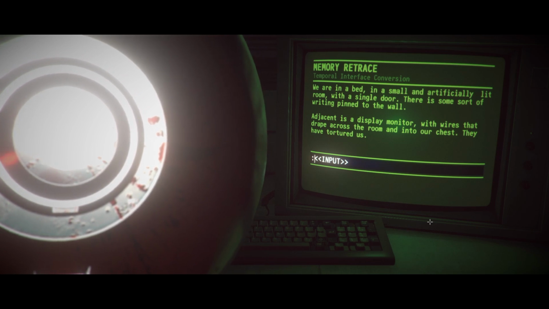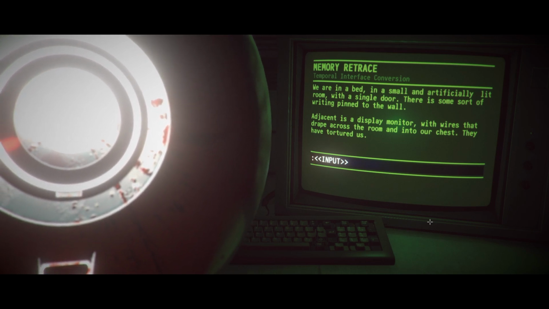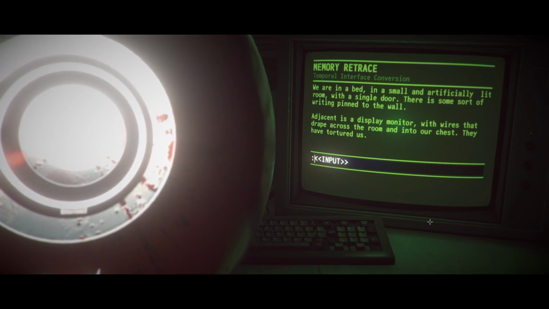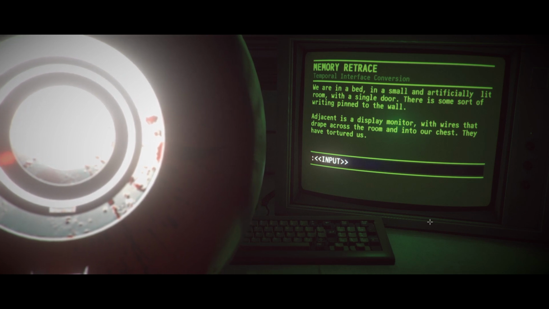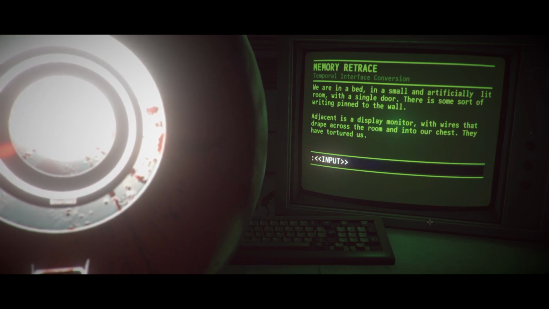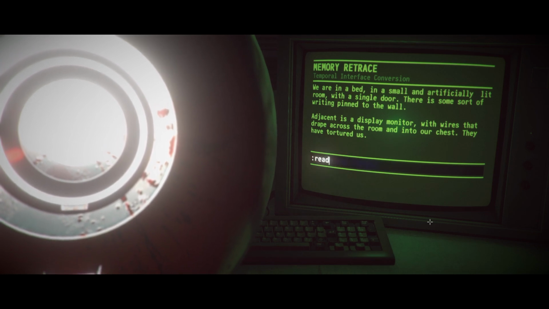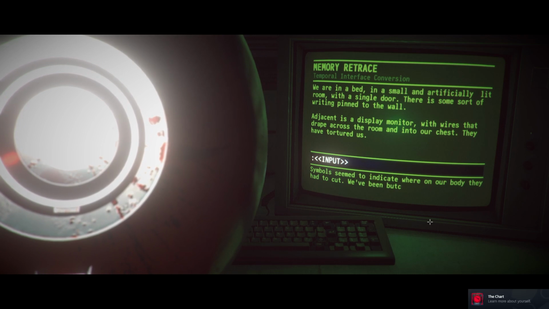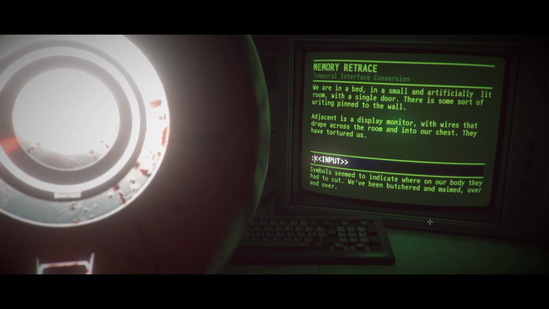This doesn't happen into our chests. We didn't put this entity in quarantine. It expired at the crash. They have tortured us. Whose memories are these? When did this happen? Interesting. It said it expired at the scene of the crash. Read writing, maybe? Symbols seem to indicate where on our body they had to cut. We've been butchered and maimed over and over.